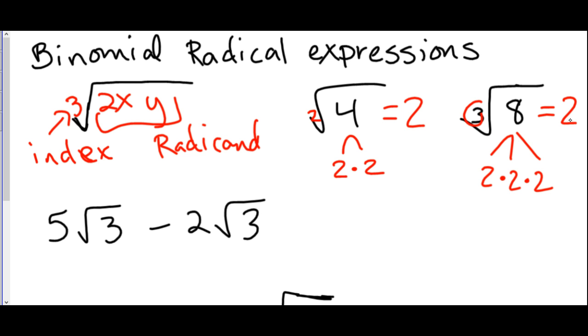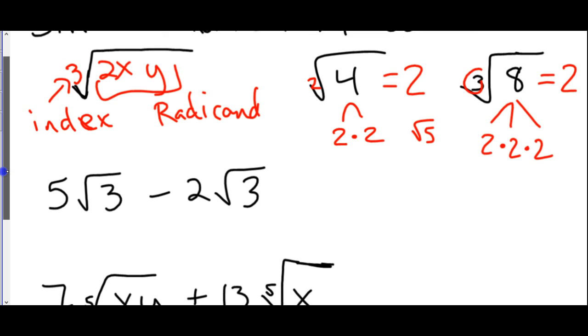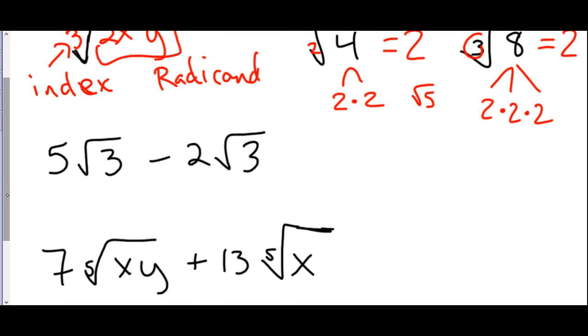If it doesn't come out nicely, that means you'd end up with a decimal. If we had the square root of 5, that would be some decimal. You'd have to plug it into a calculator to know for sure. So first, with binomial radical expressions, we may need to add or subtract some expressions.